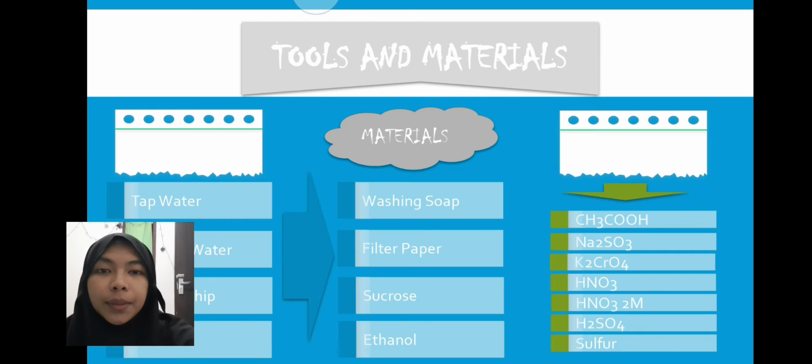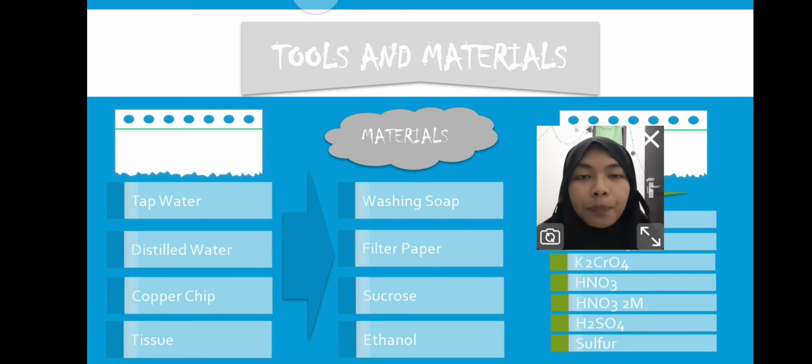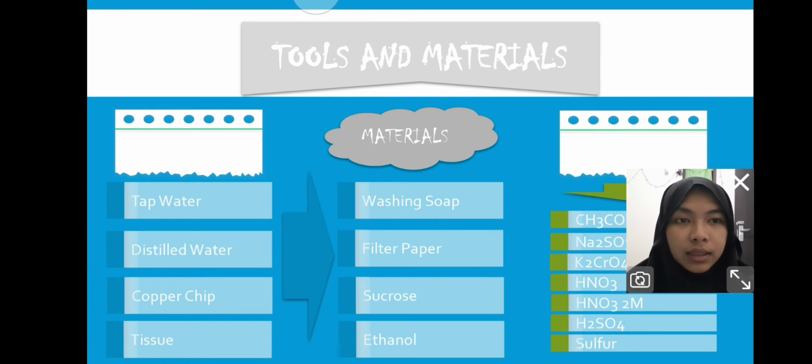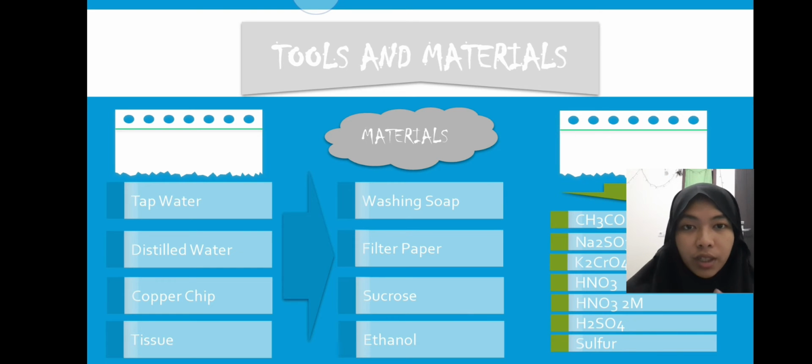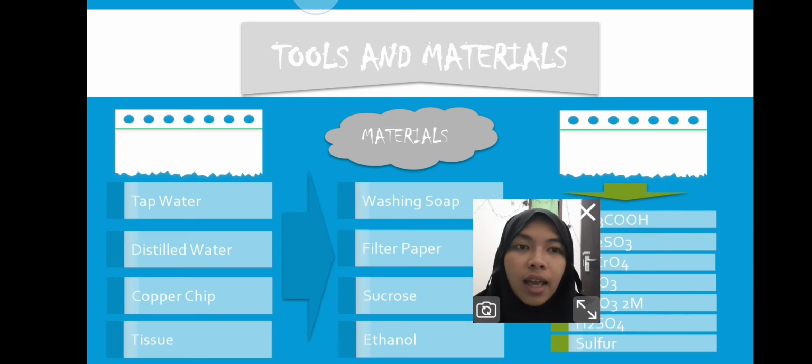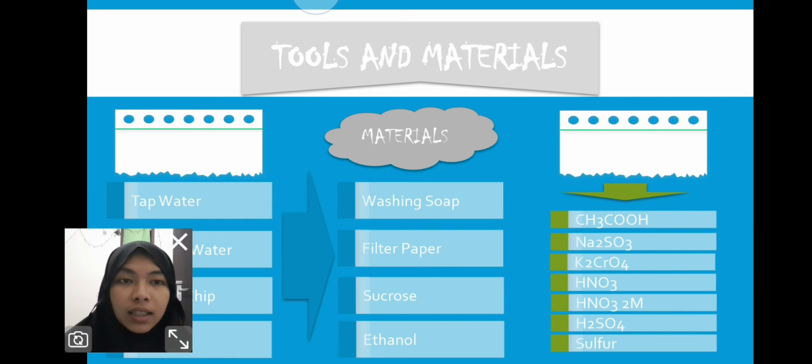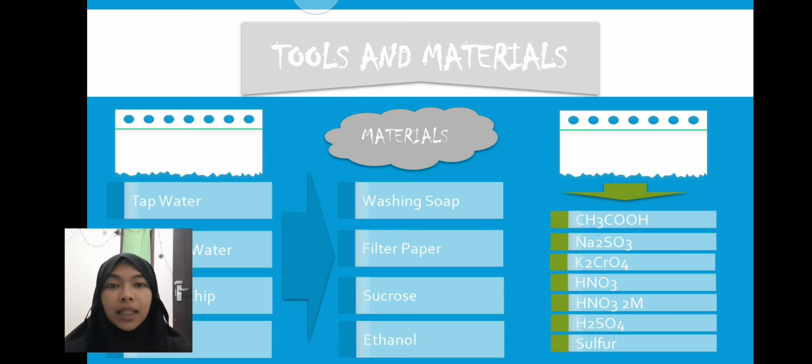Next, materials. This one: tap water, distilled water, copper chip, tissue, washing soap, filter paper, sucrose, and ethanol. These are the general materials, and the specific materials are CH3COOH, Na2SO3, K2CrO4, HNO3, HNO3 2 molar, H2SO4, and sulfur.